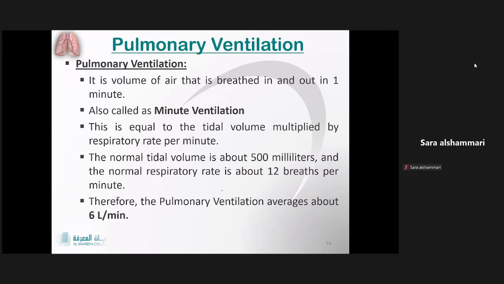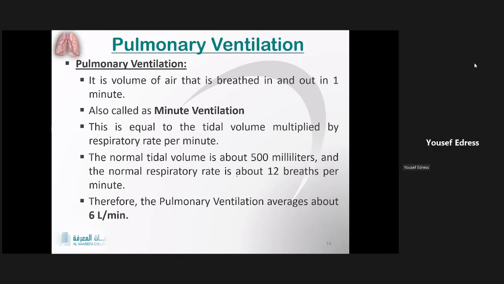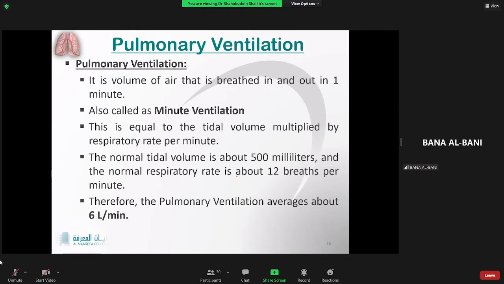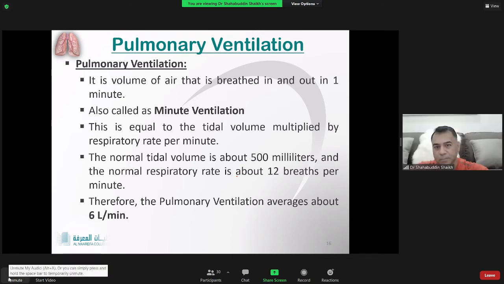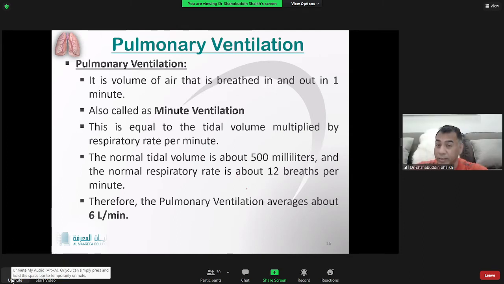My favorite question. Define pulmonary ventilation. Amount of air breathed in 1 minute. Define alveolar ventilation. Amount of air that participates in gas exchange in 1 minute, that reaches the alveoli. Can you remember the difference between pulmonary ventilation and alveolar ventilation?